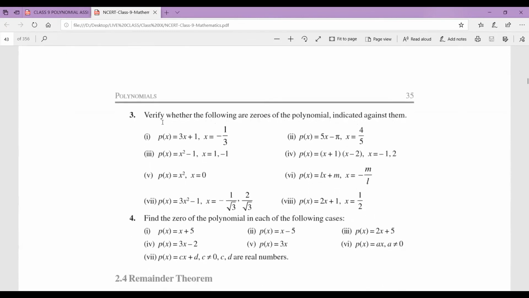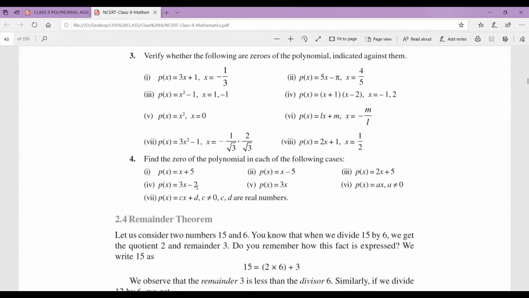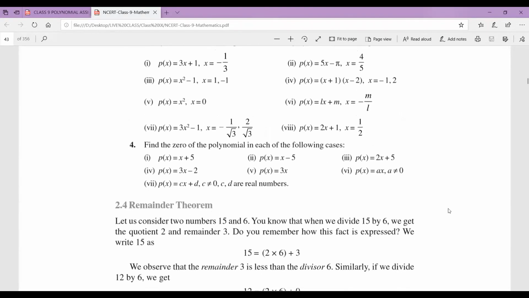The third one says verify whether the following are zeros of the polynomial indicated against them. We have already done the first one and the second one in the class right now, so you can complete the rest of these questions. The fourth one says find the zeros of the polynomial. We just have to find the zeros, and I think you can see all are linear only, so it is easy.